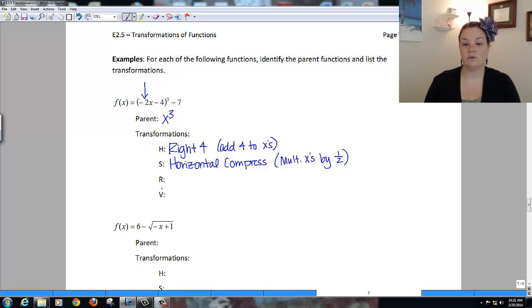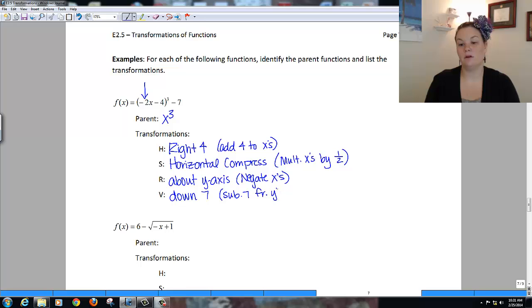Okay. Then I look for reflections, which are negatives. I have a negative on my x term, which is inside the function, which means I'm negating x, which is going to reflect it about the y-axis. So this is a reflection about the y-axis. And what I would do in my table of values is negate the x's. Okay. And then the last thing I look for is vertical. Here I have a -7 outside the function, which means that my whole picture goes down 7. So in a table of values, I would subtract 7 from my y's.